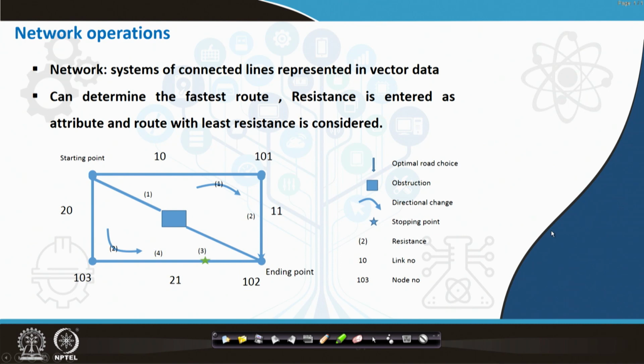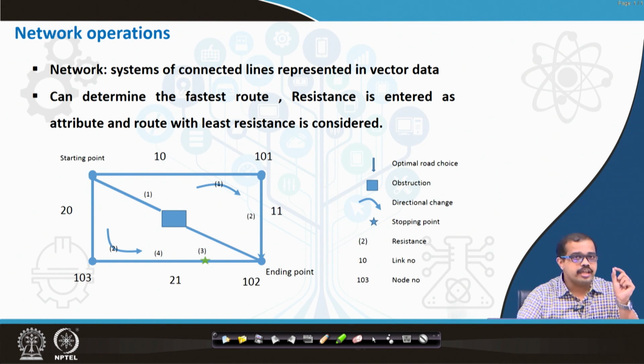And when we are looking at network operations, a network is a system of connected lines represented by vector data, okay. When you see this particular point, there is a starting point and there is an ending point. As I spoke in the previous class, if you want to reach a particular destination from a particular point, there can be several routes. This can be the shortest route that you take to reach here, okay.